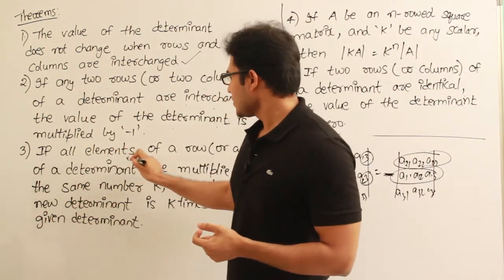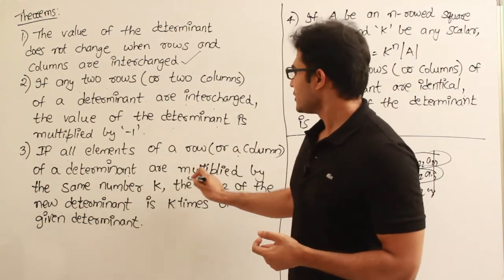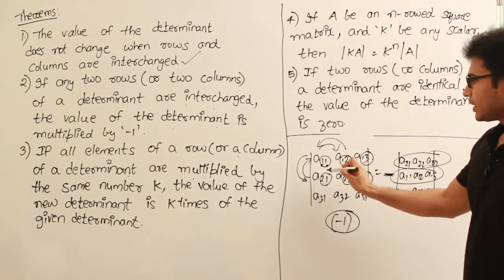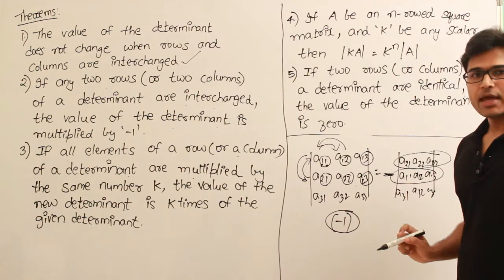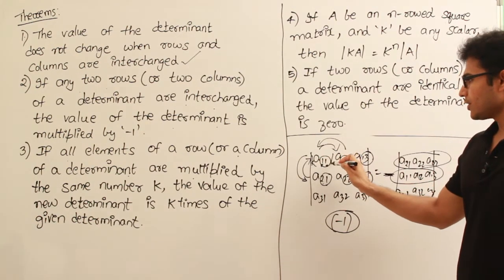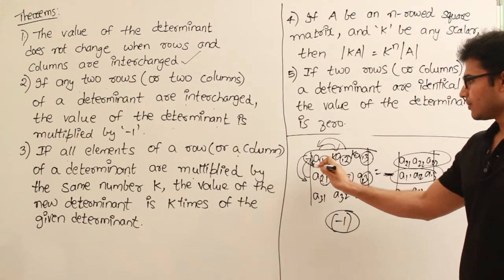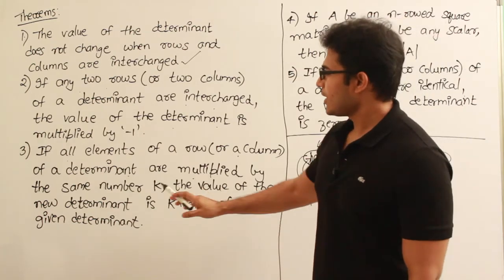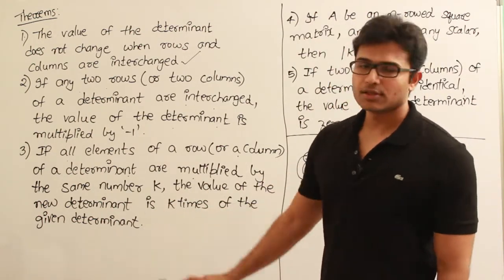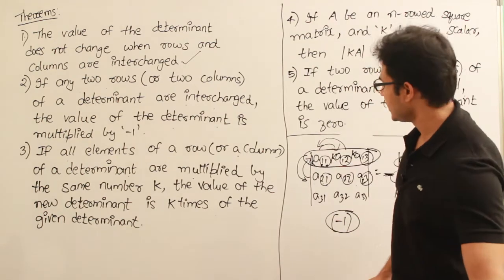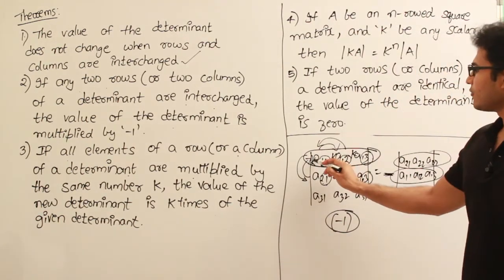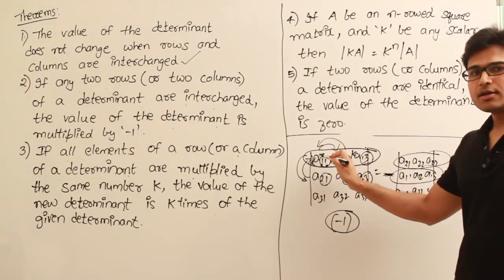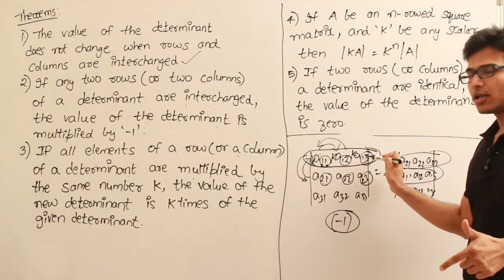Next one is, if all the elements of a row or column of a determinant are multiplied by a constant k. So what they mean is, if you take a row or a column and multiply it with a constant k, only one row. If you multiply all the elements of one row with a constant k, then the value of the new determinant is k times the original one. So how is it possible? Whenever you expand the determinant across this row, earlier you will take an element and multiply with its cofactor and then sum them all up, right?